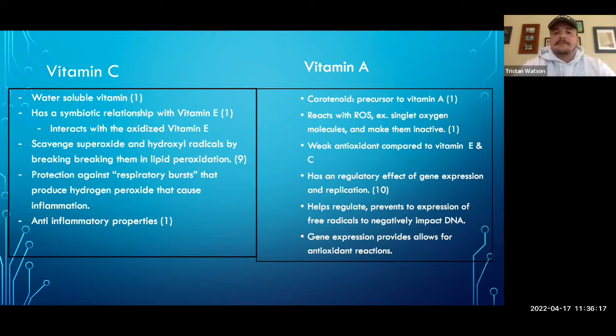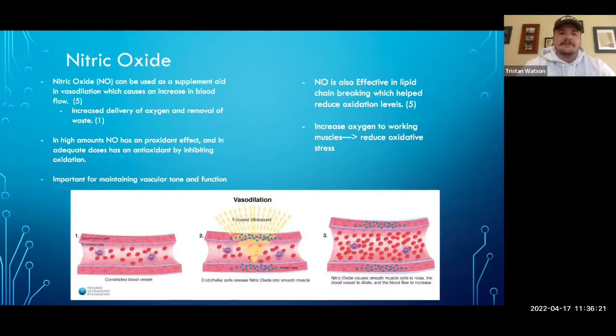So that's what its main role is, and very important of that vitamin A supplement, or if you supplement through vitamin A. And then also, lastly, we're going to talk about nitric oxide. So this could be used as a supplement aid in vasodilation, which means an increase in blood flow. So this can increase the delivery of oxygen and removal of waste. So that's going to be its role, and how it can maybe regulate those oxygen molecules and those free radicals, so it can remove waste.